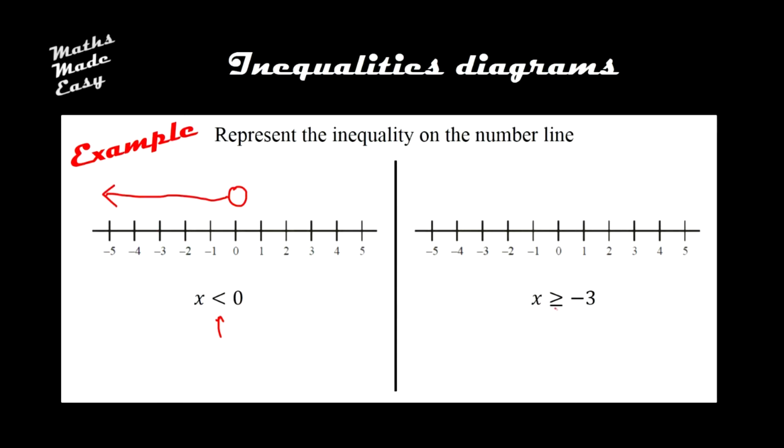So for this one here, x is greater than or equal to -3, so we have a circle at -3, and that one needs to be shaded in because it's greater than or equal to rather than just greater than. And the arrow is going to be all numbers bigger than -3, so these ones here, and I finish off like that. Make sure that when you do these in an exam, your arrow goes all the way to the end of the number line.